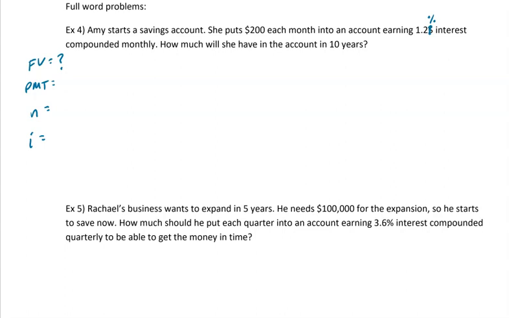Next is PMT, that's the payment. It says she puts $200 each month. That's the payment part. Every single month, she's putting $200. So our payment will be $200. Next is N. N is the number of compoundings per year times the number of years. So it's compounded monthly, that's 12 times a year, over 10 years. So that's times 10. So N is going to be 120.